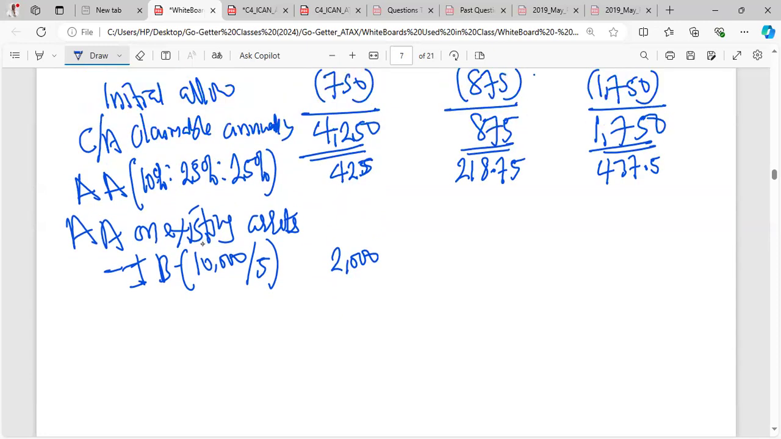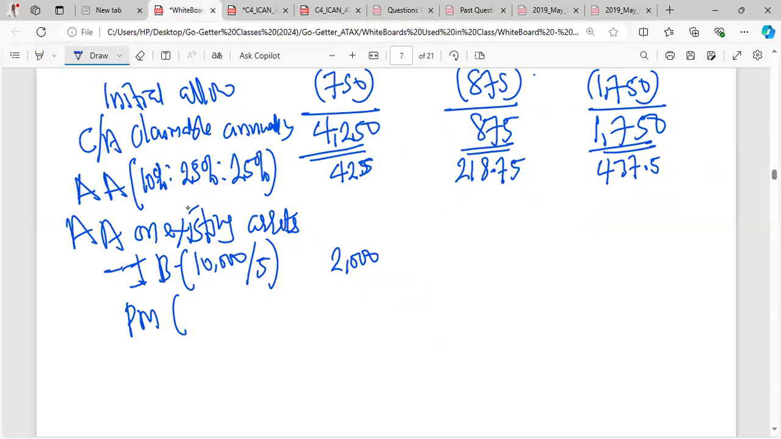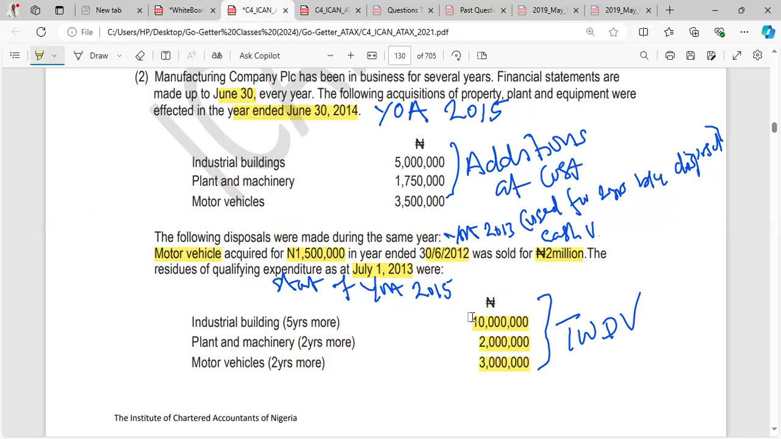So let me just do plant and machinery. Plant and machinery, we're told, is 2 million and 2 more years remaining. So it will simply be 2,000 divided by 2 years remaining. That will give us 1,000. Then motor vehicle. Okay. Motor vehicle, we have 3,000, right? And 2 more years remaining.